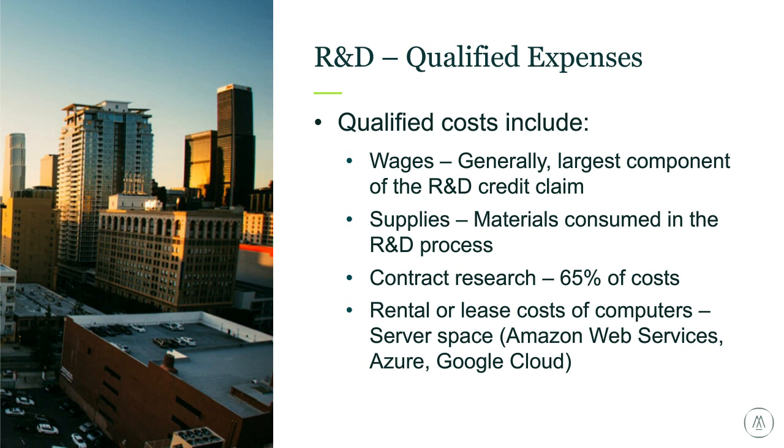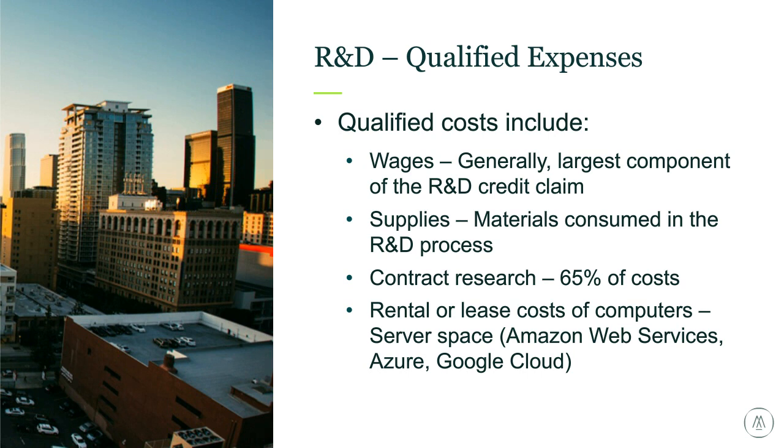The third cost is contract research. These are activities that must be for R&D, and they must be conducted in the U.S. Many companies use contractors out of country, but their costs cannot be used for the U.S. R&D tax credit. The taxpayer must bear the economic risk, meaning they pay the contractor whether the project succeeds or fails. And they must retain the IP or the substantial rights to the results of the project.